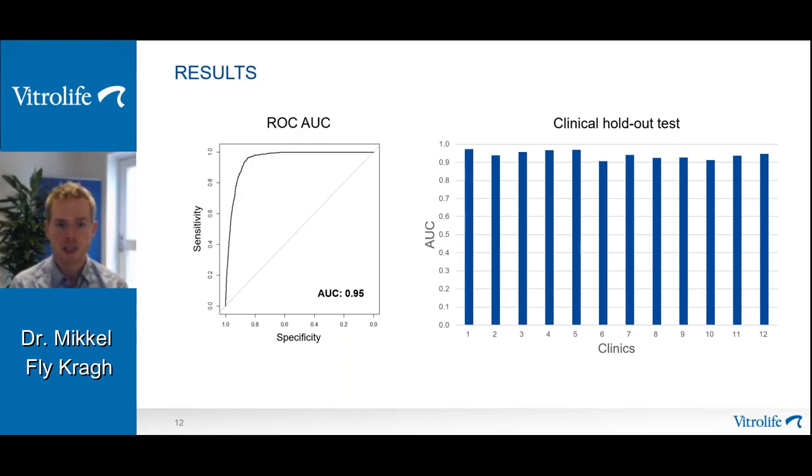To evaluate the model's ability to generalize to new and unseen clinics, we also performed a clinical holdout test on the 12 clinics that contributed with the most data. Each clinic was evaluated on a model that was trained on the remaining 11 clinics, so that no data from the clinic had been used during training. And here you can see that all of these models resulted in AUCs above 0.90, which indicates a great generalization across the different clinics.